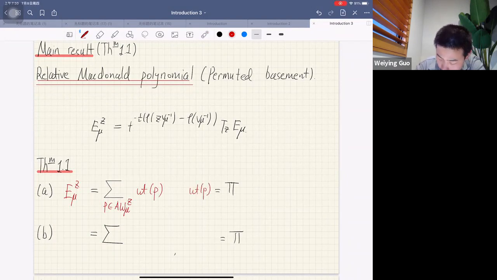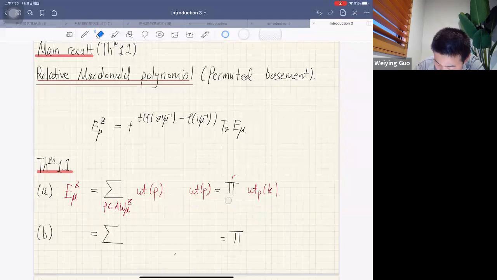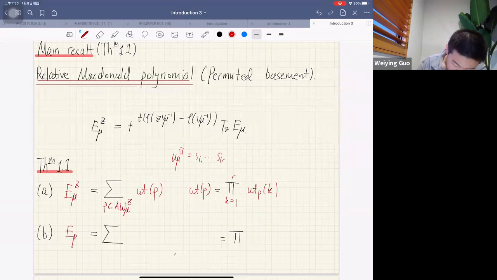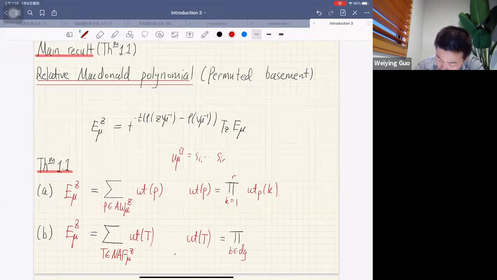The weight of P is a product over each step, i equals 1 to r, of the weight of P at step k. If we choose some particular reduced word, let's say the box is s_{i1} to s_{ir}, then we get this. Secondly, we have the non-symmetric Macdonald polynomial as a sum over some non-attacking fillings with mu z, with their weight of T. The weight of the non-attacking filling is again defined by box. So we sum over the boxes inside our diagram with the associated weight of each box and take the product over it.